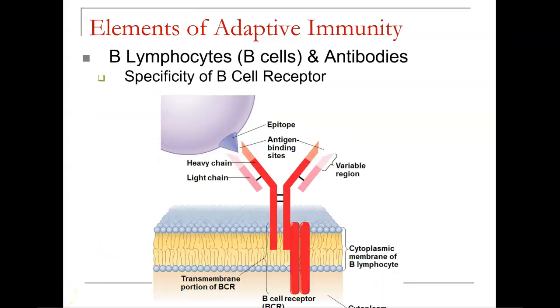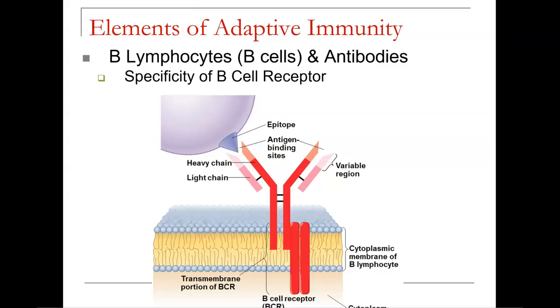So here we have B lymphocytes, or B cells, and antibodies. So we have specificity to B cell receptors. These are going to be found in places like the spleen, MALT, and primarily in lymph nodes. These are going to arise and mature in the red bone marrow. The major function here is to secrete antibodies.